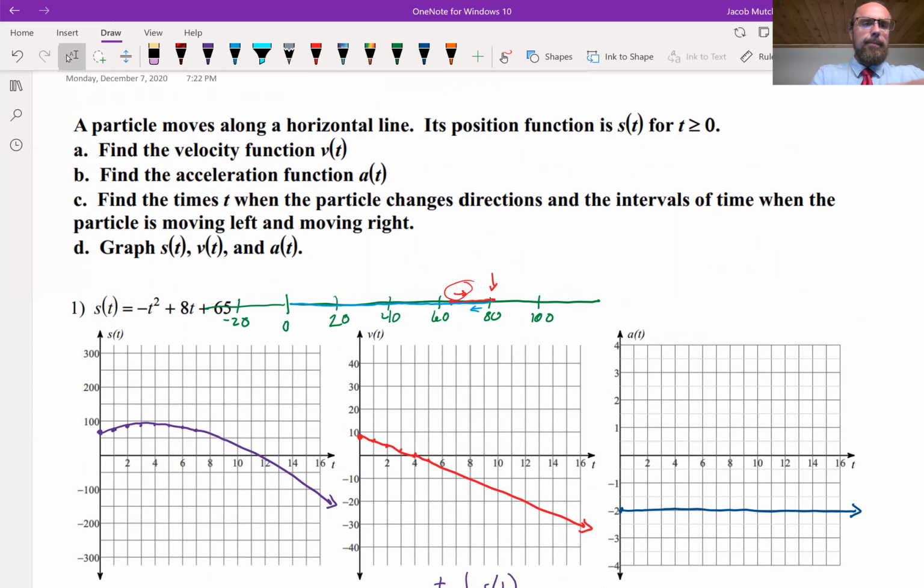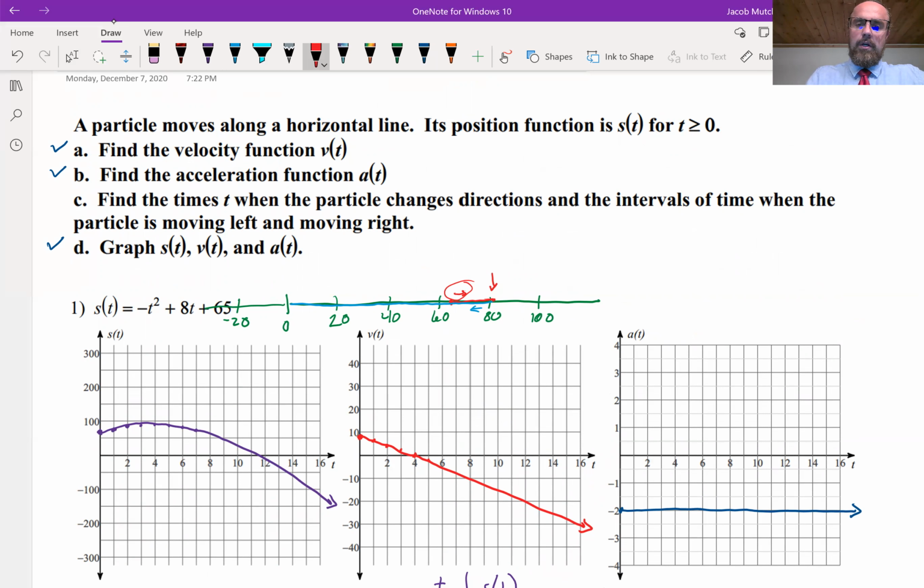So we've come up with something for the velocity function, part A, acceleration function, part B, and part D, we've graphed the 3 functions: position, velocity, acceleration. All that's left is for us to complete part C, where we find the times when the particle changes directions, and then the intervals of time when the particle is moving left and moving right. Well, we've actually already found that.